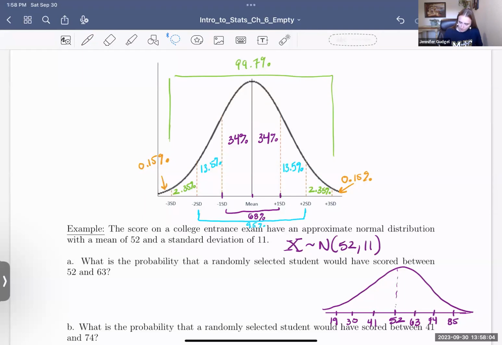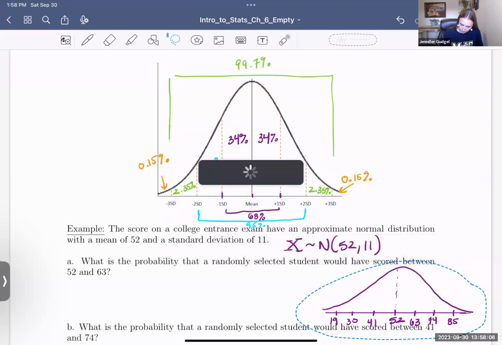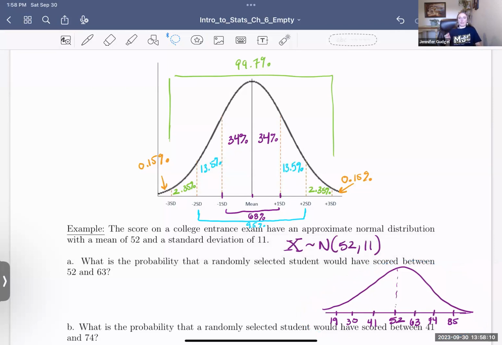All right, I'm going to copy this so that on each problem I can just paste it and redraw onto it. Okay, for the first one, we are looking for the probability. Remember to practice this every single time you do an example. Write the statement, write the question mathematically. The probability that a randomly selected student scores between 52 and 63.